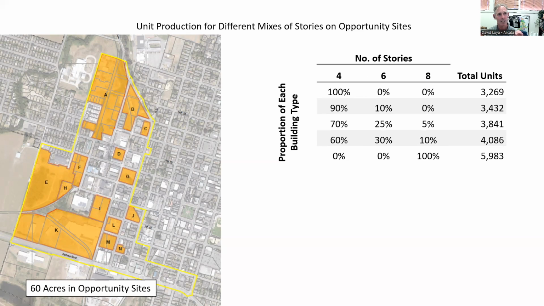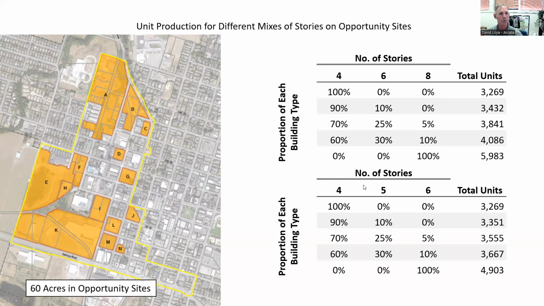I want to emphasize here, this is just a model to help us understand how building elevation and proportion of mix of building elevations affects unit count. No one is proposing that there be 8 story buildings throughout the district. Certainly not throughout the entire Gateway area. And so this is for modeling purposes only.